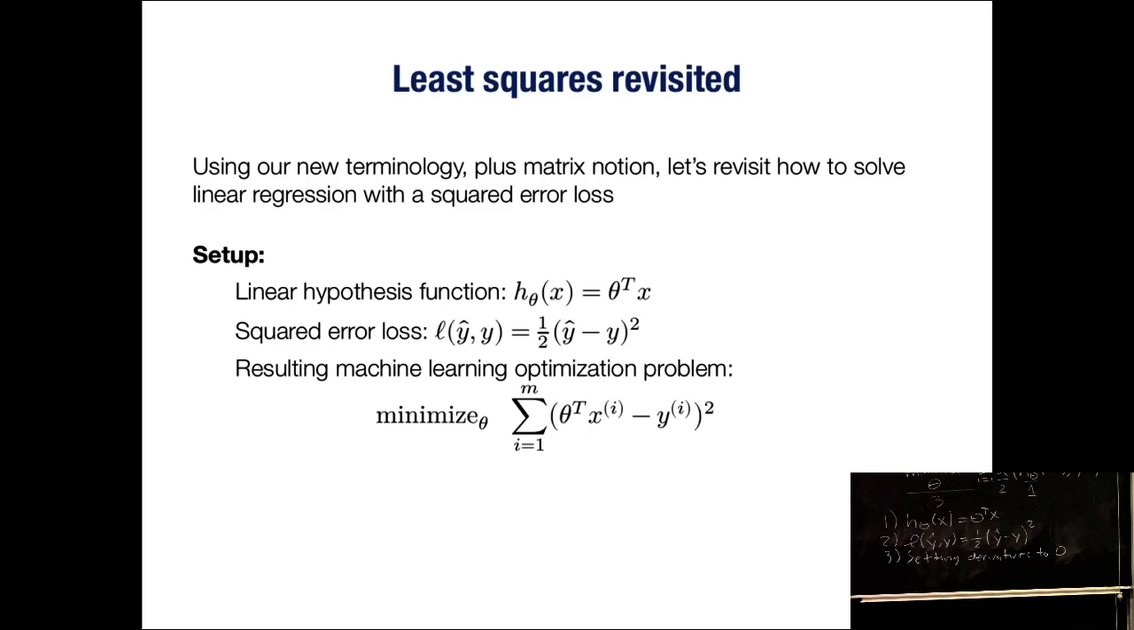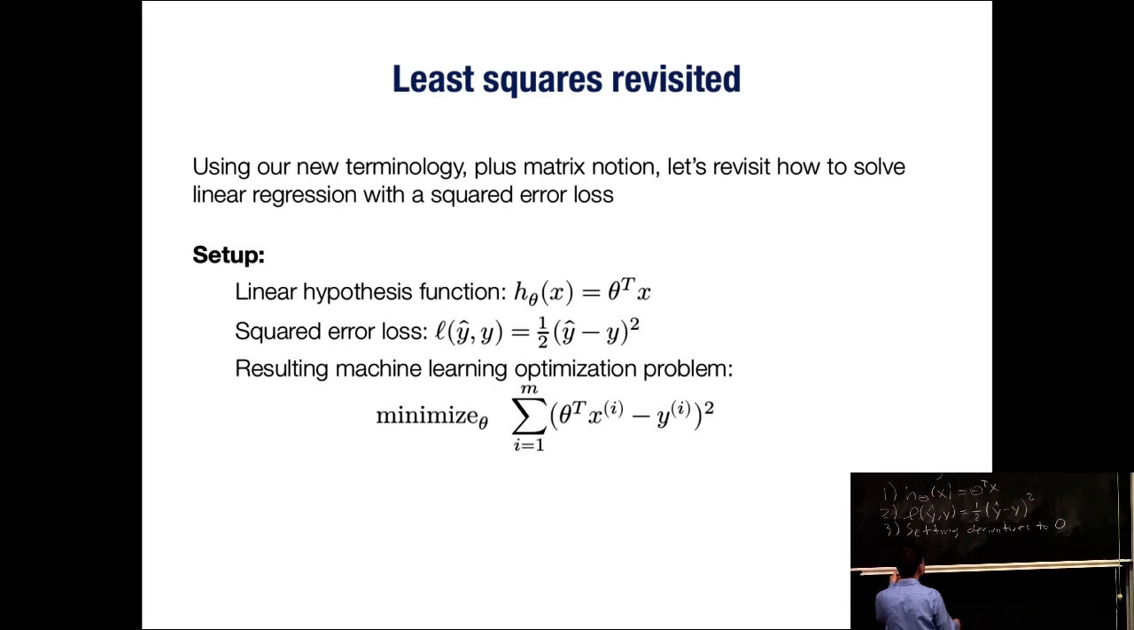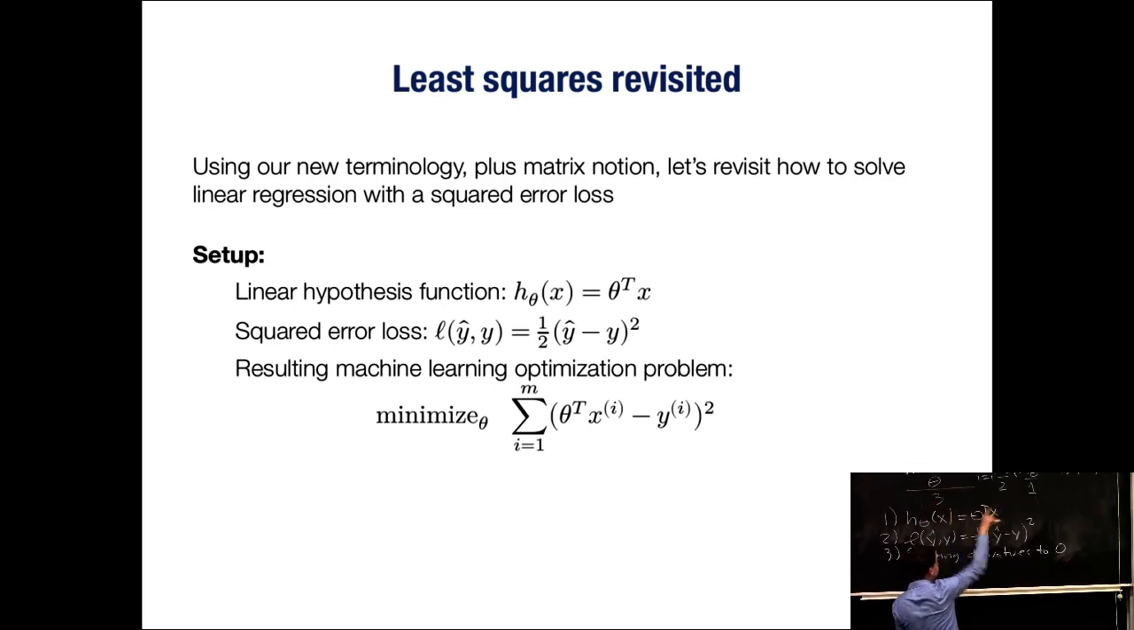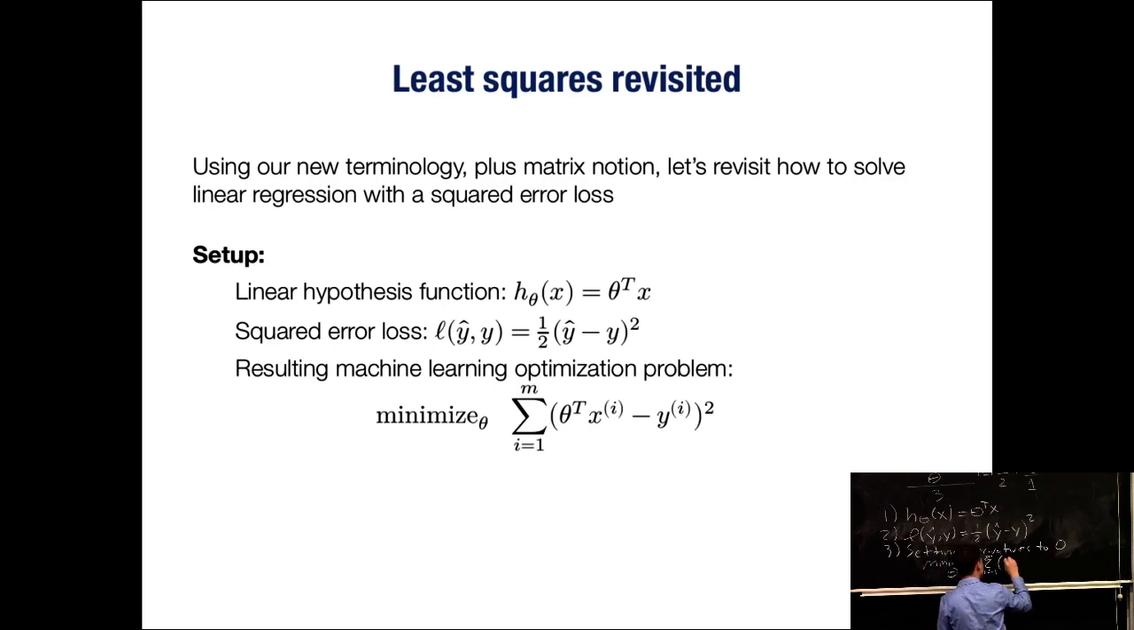Okay, so the problem we want to solve is this one here. Minimize over theta this thing, which in the case of least squares means minimize over theta the sum from i equals 1 to m of (theta transpose x_i minus y_i) squared.